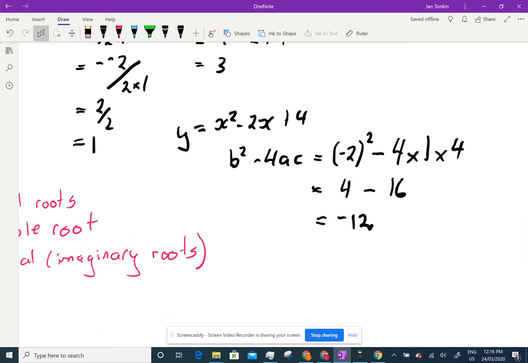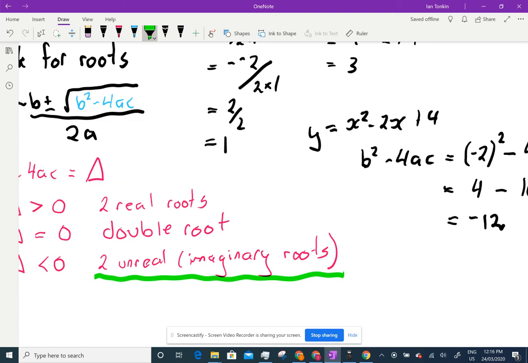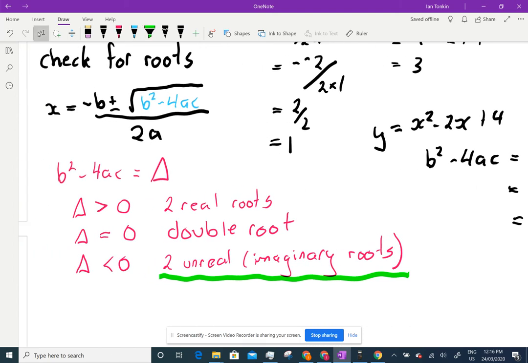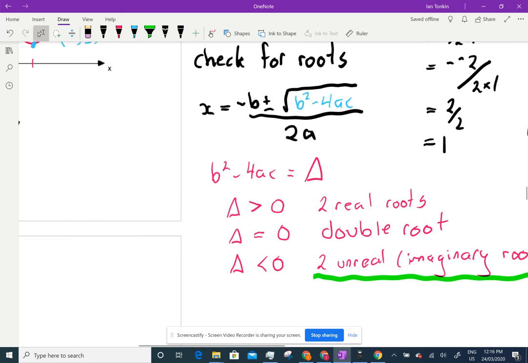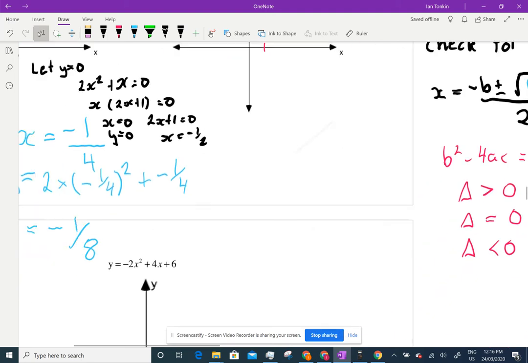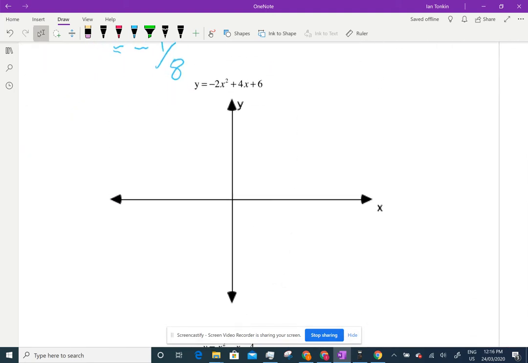That is a negative number. That means I have 2 imaginary roots or unreal roots, because you can't find the square root of a negative number. It's an imaginary number. It's a complex number. It exists only in the imaginary world. So there are indeed no real roots. Okay. These two, have a go at them yourself. See how you go, and remember you can correct with Desmos. Now, go away, have a go.